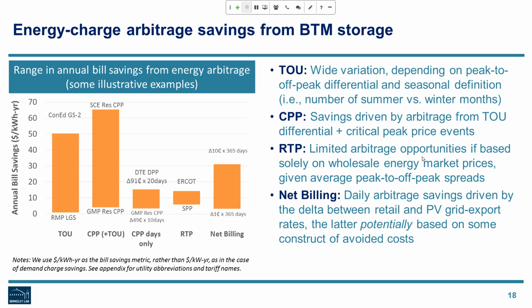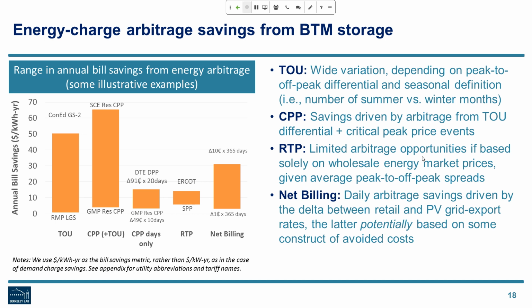With critical peak pricing, which is often a time of use rate in addition to a number of very highly priced critical days, the arbitrage savings tend to be a bit higher. With real-time pricing, the annual bill savings from arbitrage are more limited when the energy charge is set to equal the wholesale prices, because the average peak to off-peak spreads are relatively low. So we're going to look at this in a little bit more detail in a following slide.